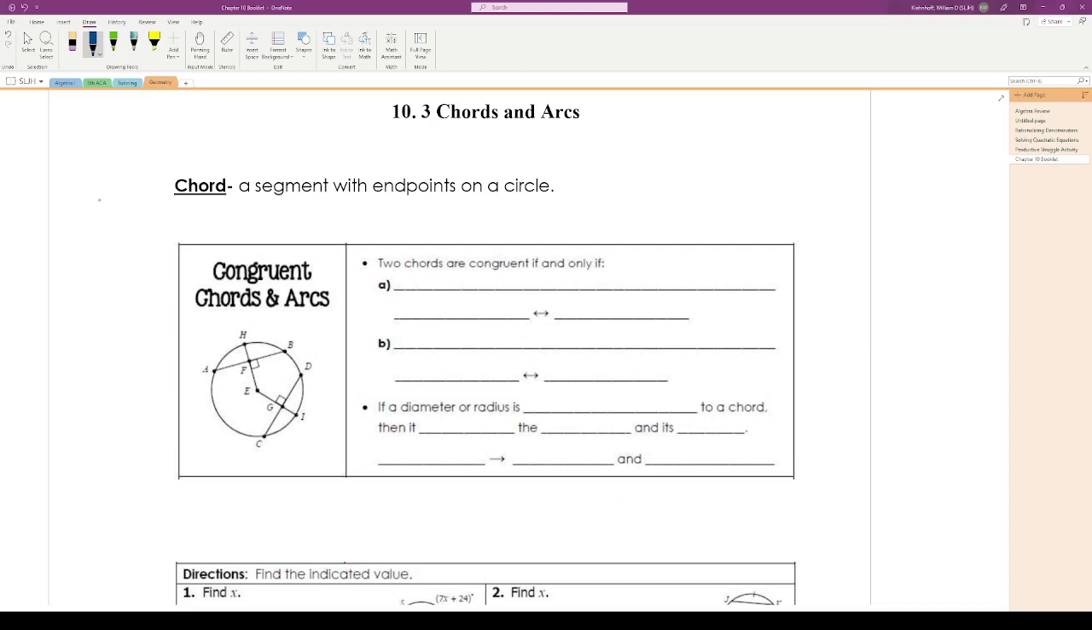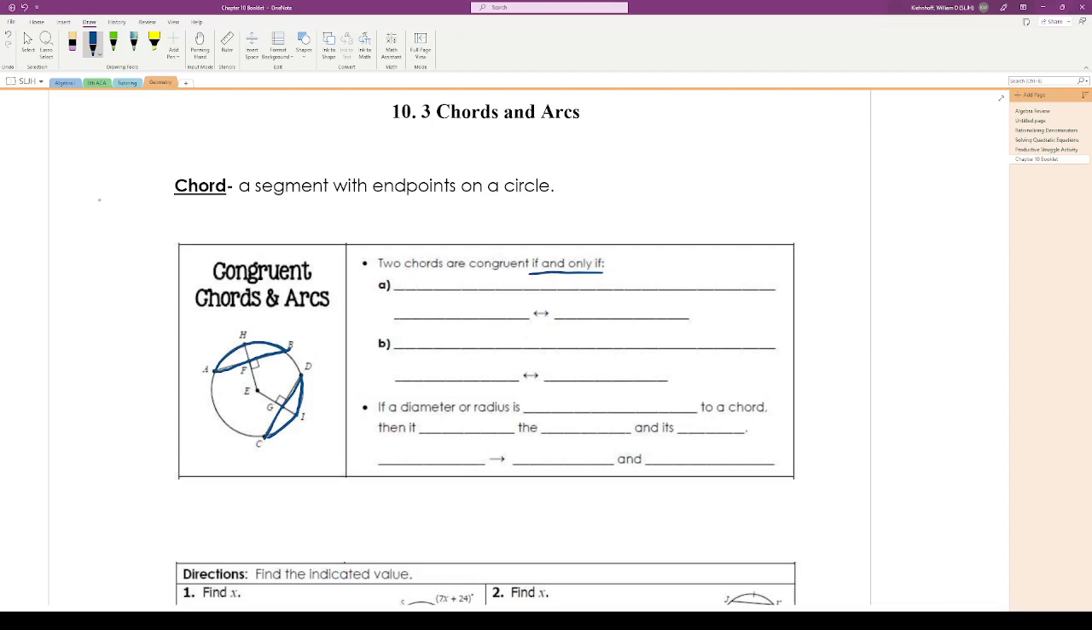So two chords are congruent if and only if... basically, looking at it in terms of the chord and the arc that it forms, like this chord AB forms arc AB. So what it's saying here is that the chords are congruent. Like AB and DC are congruent only if CD, the arc, and AB, the arc, are congruent. So those segments and their matching arcs are congruent together. And since it says if and only if, that's a biconditional, meaning that it works in both directions.